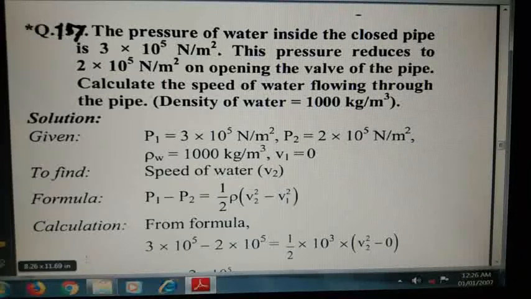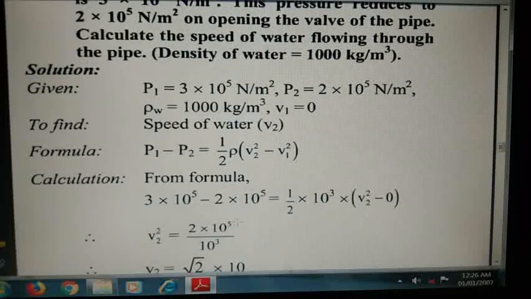Here what is given? Pressure P1 is given 3 into 10 to the power 5 Newton per meter square. Second pressure is reduced, given 2 into 10 to the power 5 Newton per meter square. Density of water rho W is equal to 1000 kilogram per meter cube. V1 equal to 0. To find here speed of water V2. So using formula P1 minus P2 is equal to 1 half rho V2 squared minus V1 squared.